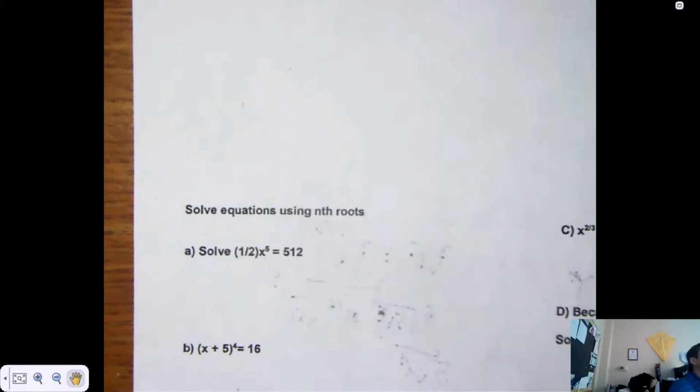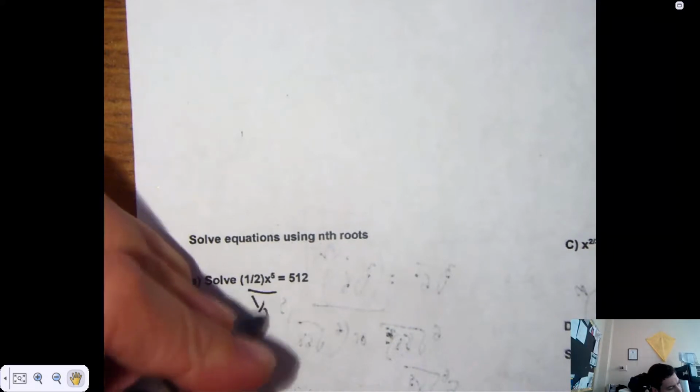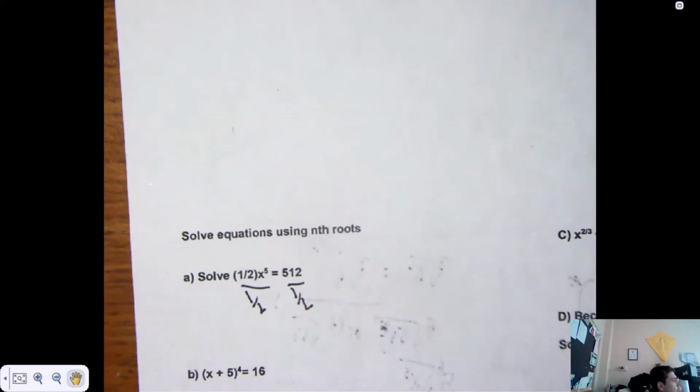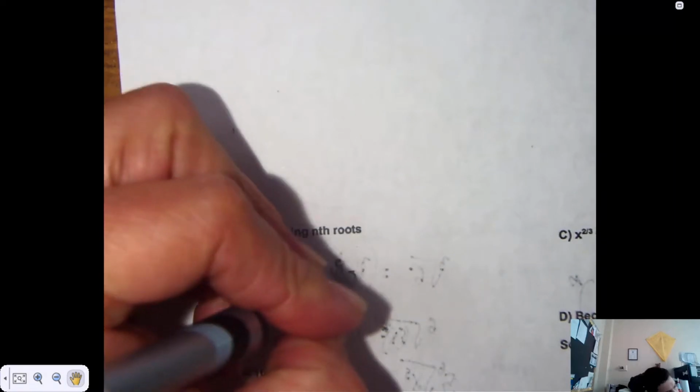Solve equations with nth roots. Don't worry about the power of that 5 right there. Pretend it's a 2 for this moment in time. Just play the isolation game. How do you isolate the x? You want to divide by a half? That's fine. I wish you wouldn't, but whatever. Figure out what 512 divided by a half is. What is it? 1,024. X to the fifth equals 1,024.